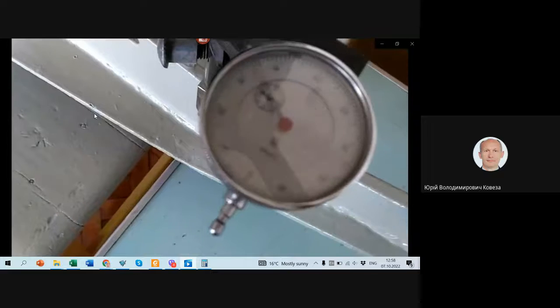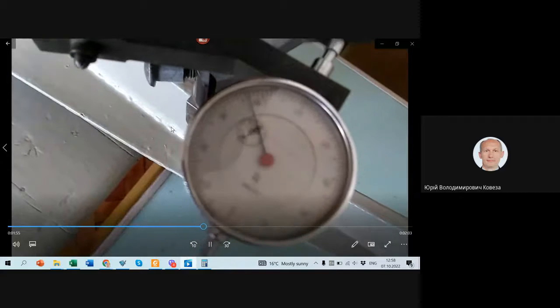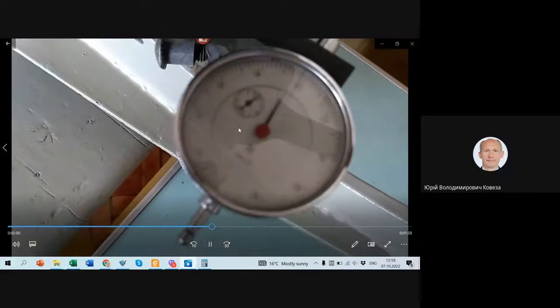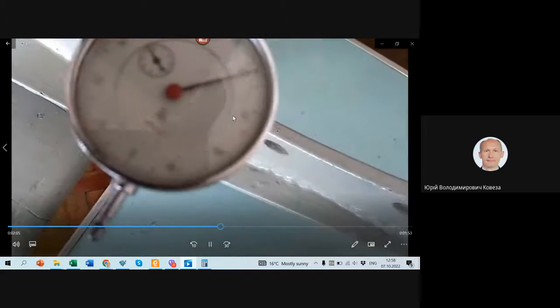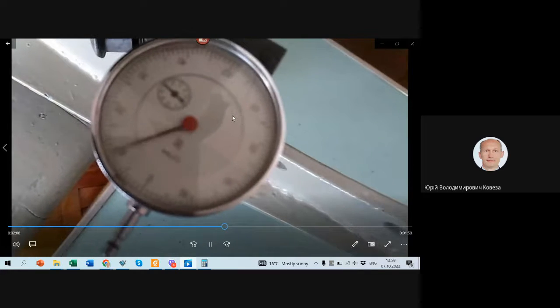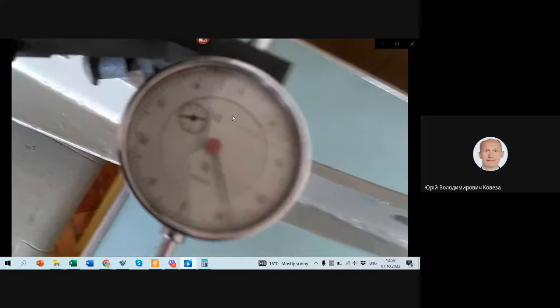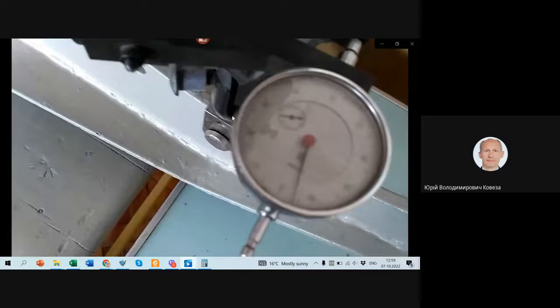When we rotate the nut, the arrow moves, and this small arrow shows full revolutions. So we need to make it up to 8. Eight revolutions, so load 7,000. So check.